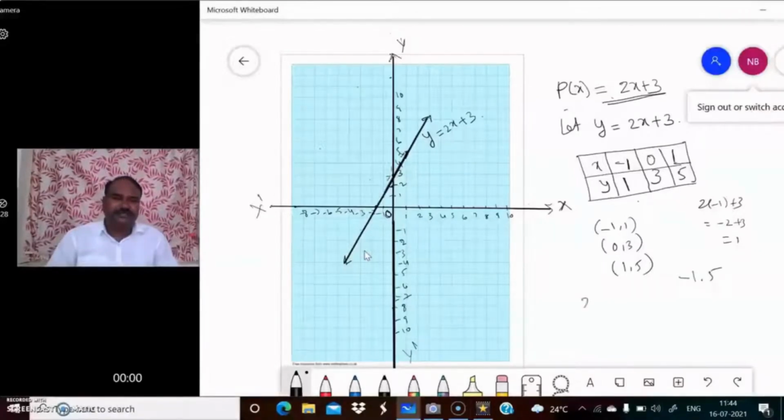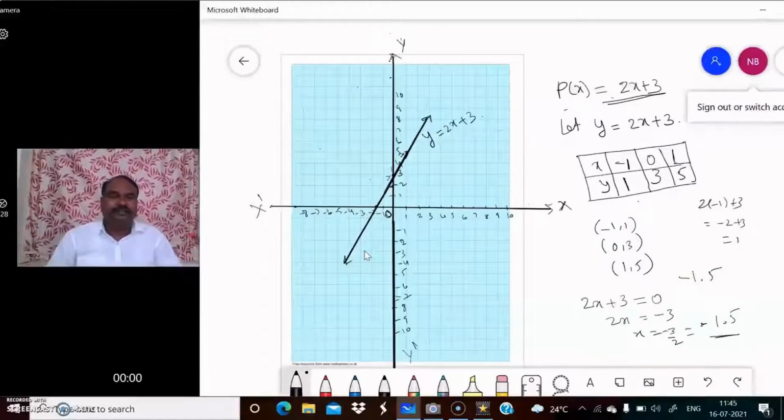Already we know that we have to equate this given polynomial with 0. 2x plus 3 equal to 0. That is 2x equal to minus 3. x is equal to minus 3 by 2, that is minus 1.5. So zeros we can find by using this graph system also in this way.